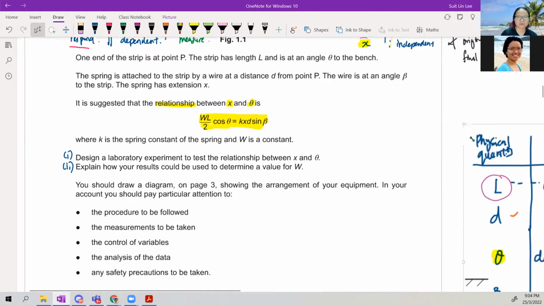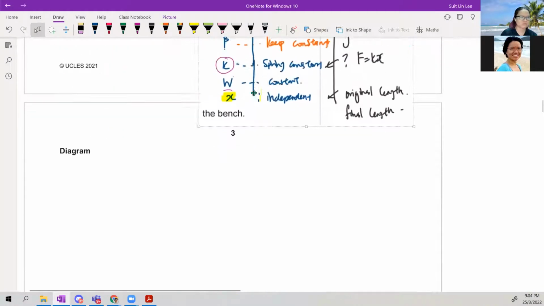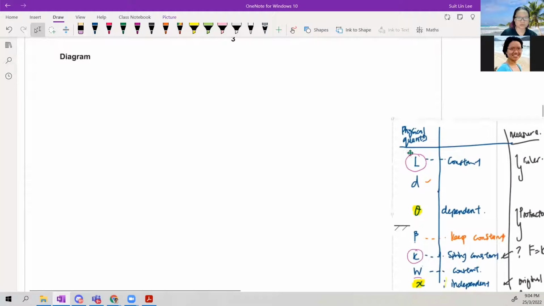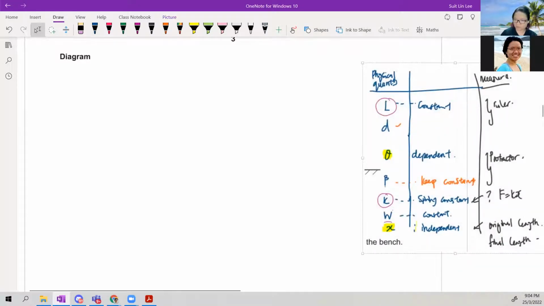All right, so I'm just going to start here. Teacher, what diagram to draw? Well, if they give us a diagram, it's a nice bonus. You can copy the diagram and then add to that diagram. Okay, copy the diagram and then add to it. So we can do it together.